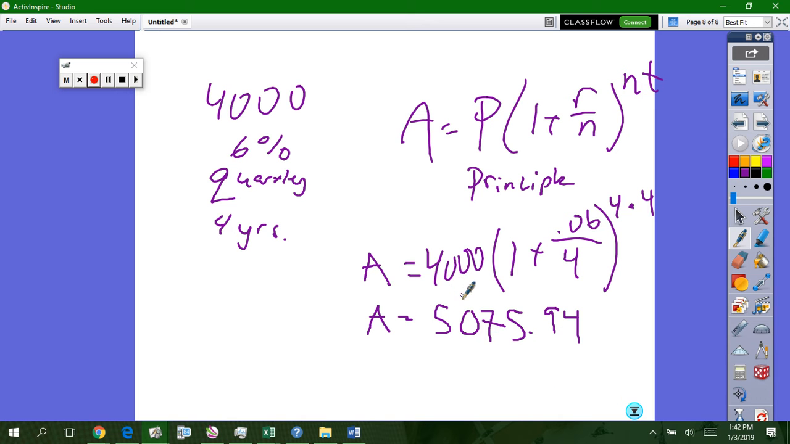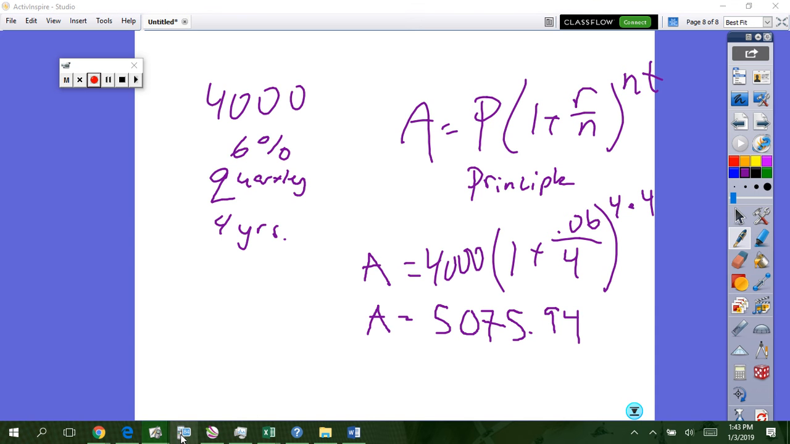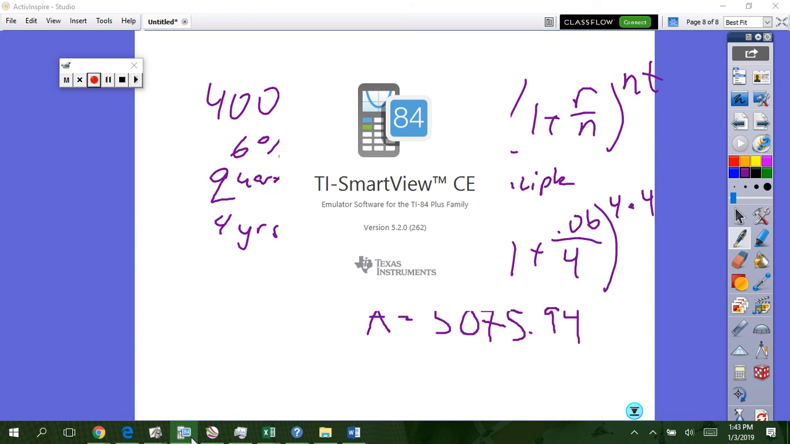Is it worth it to keep it 4 years in the bank? We just got $1,075. Okay, I'm going to go ahead and just make sure you did it. I personally don't do it as one shot. I follow order of operations. And let me show you what I do.